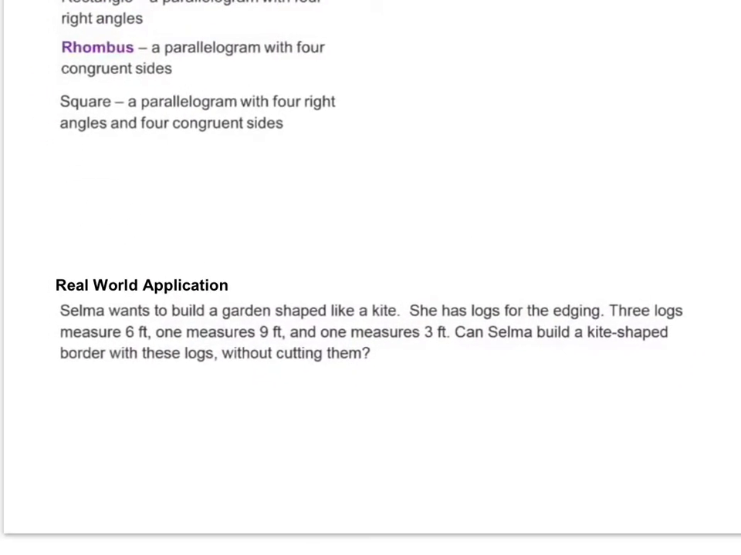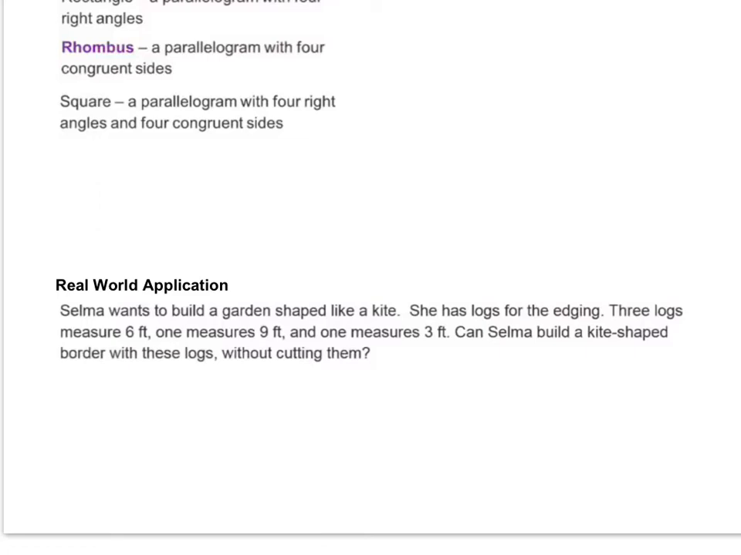So let's think about something in the real world. Selma wants to build a garden shaped like a kite, and she has logs for the edging for the outside of her garden. 3 logs measure 6 feet, 1 of the logs measures 9 feet, and 1 measures 3 feet. Can Selma build a kite-shaped border with these logs without cutting them?